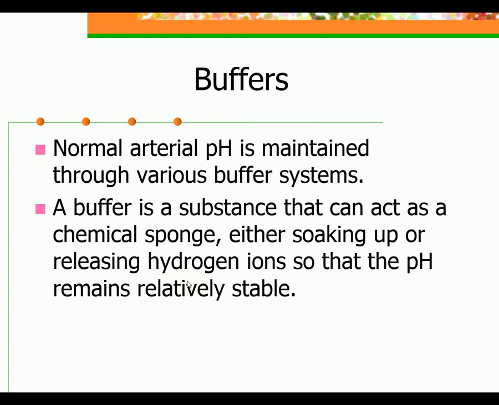Buffers are our first line of defense when something goes wrong. So when that 1 to 20 ratio that we were looking at on those scales earlier goes wrong, buffers kick in. A buffer is a substance that can act as a chemical sponge. It will either soak up or release hydrogen ions. So think of a sponge. You set it down on water. It can either soak some up or you can wring it out. And that's the same way. So it helps maintain the pH in relatively stable conditions.